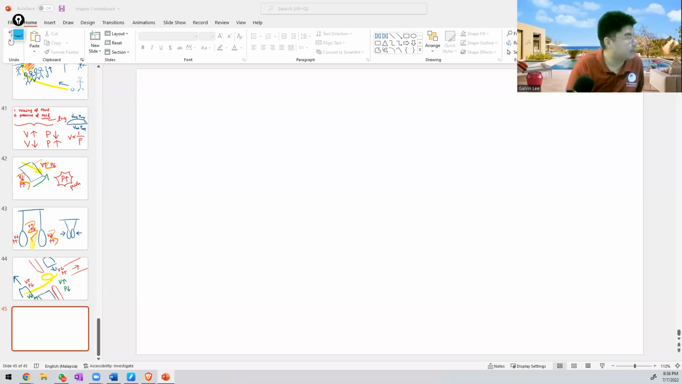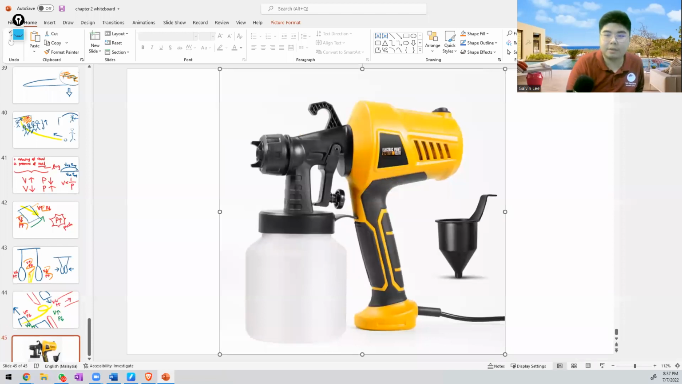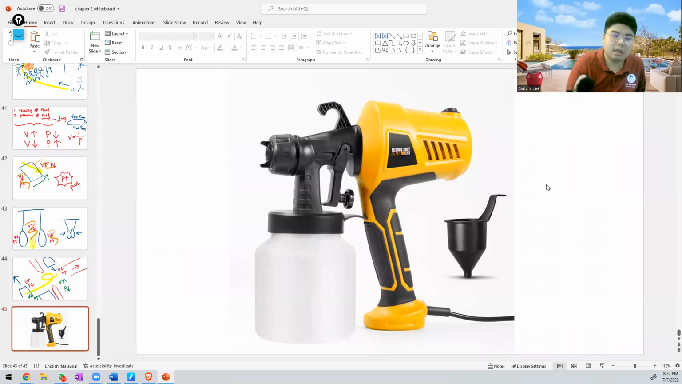Something like this. You know what this is for, everyone? There are a few things that can be done with it. One of the things is painting. Some people will use it to do painting, or they could be using it to spray paint a big wall. Kalau kita nak cat dinding, there are some people who don't use the brush, they use the spray.